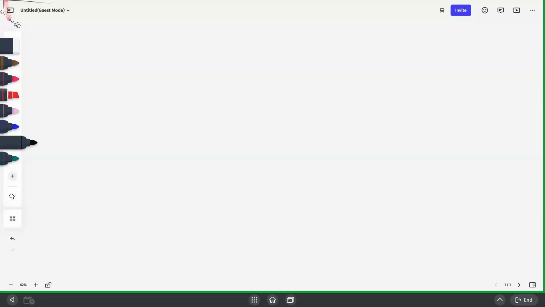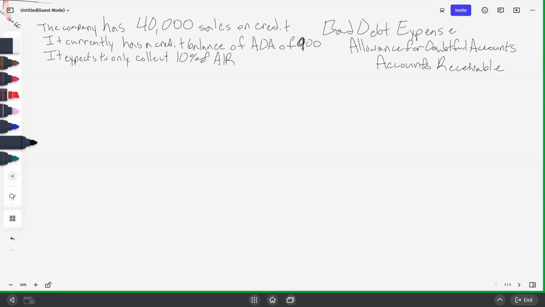The accounts receivable method has a very specific way of doing things. So if you know the formula and the steps, you're golden. And up here, I'm gonna put up the accounts we use for every journal entry. All right. So the company has 40,000 sales on credit. It currently has a credit balance of allowance for doubtful accounts of 900. It expects to only collect 10% of accounts receivable.